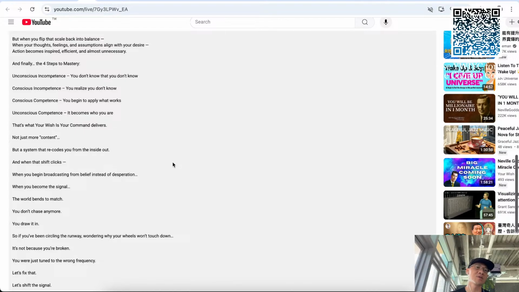And finally, the 4 steps to mastery. Unconscious incompetence. You don't know what you don't know. You move your way up to conscious incompetence. You realize that you don't know. Later on, you move on to conscious competence. You begin to apply what works. Later, you move your way up to unconscious competence. It becomes who you are.